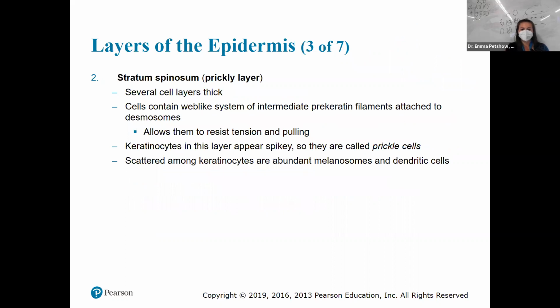Then you have your stratum spinosum, or your prickly layer. It's several cell layers thick. It's going to have this kind of web-like intermediate pre-keratin filaments. They're attached to desmosomes. This is the layer that resists tension and pulling. And the keratinocytes in this layer are spiky, and so that's why they can be referred to as prickle cells. This layer also has melanosomes, which hold melanin, and dendritic cells. So this would be a layer that can do immune system function.